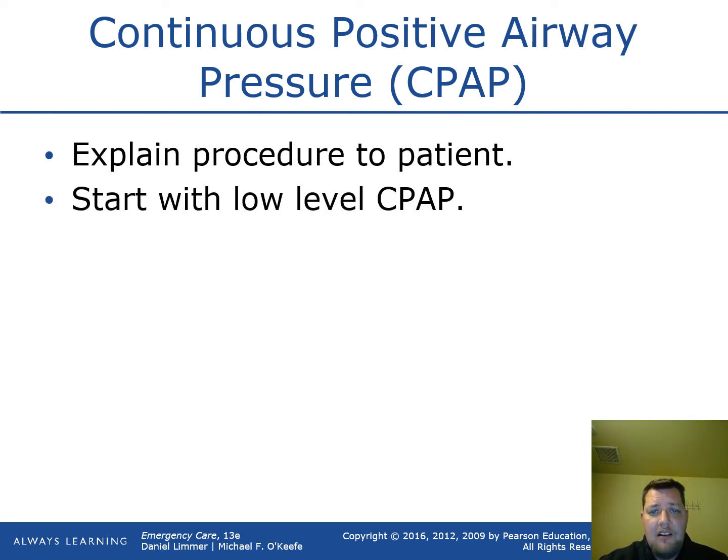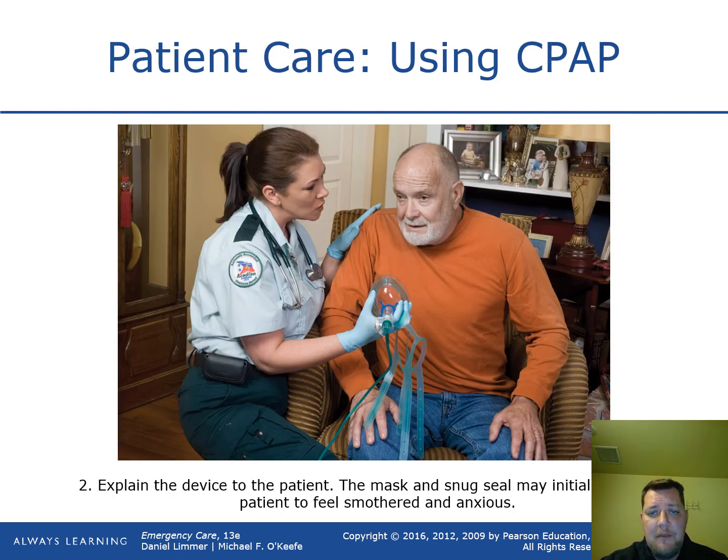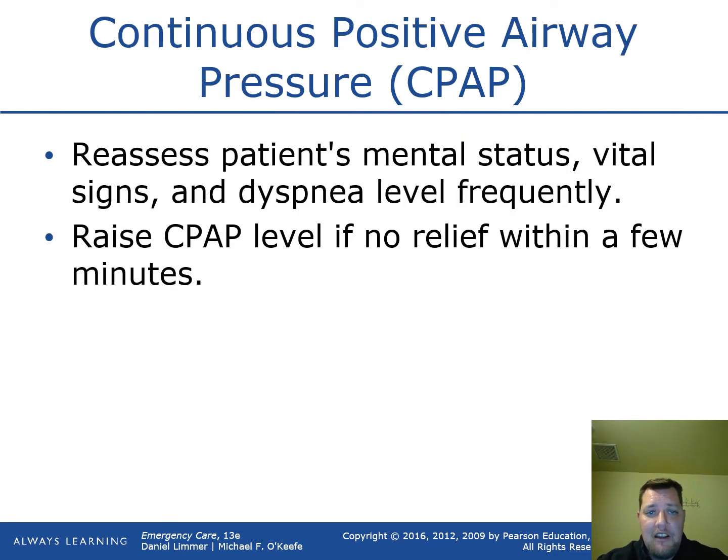So we want to explain the procedure to the patient and start with low-level CPAP. Low level is 5. However, therapeutic level is 10. So we should really be starting on that 10 of positive end expiratory pressure. We want to make sure that we do a therapeutic dose. So we should be starting at 10, and if we need to work our way down, then hey, we can work our way down. But 10 is that therapeutic level.